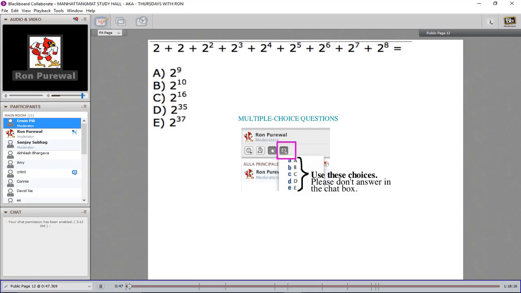There you go. Remember to pick multiple choice answers from here. Please do not answer questions in the chat box. Give it a shot.